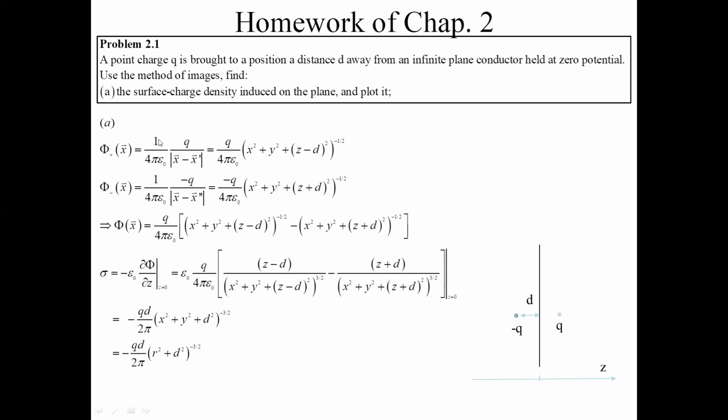Okay. Then for part A, we want to calculate the surface charge density. So as we have the potential, then we can easily calculate the surface charge density with this formula. So we take the derivative of the potential over z and substitute z to 0 to get the surface charge density on the plane. Okay, so we can just do the calculation and get the result as this.